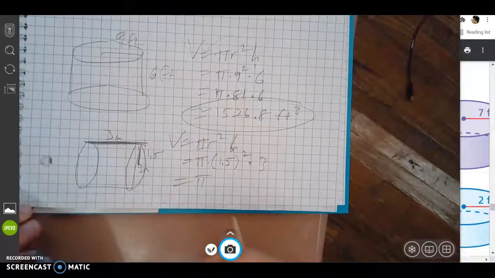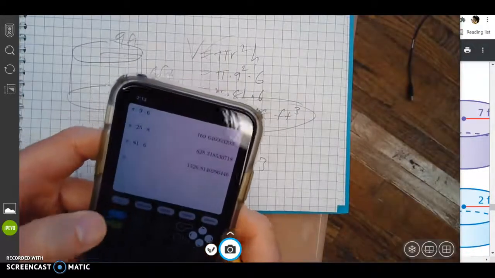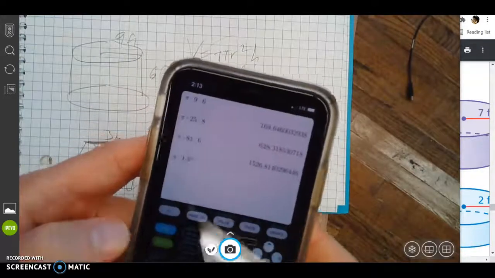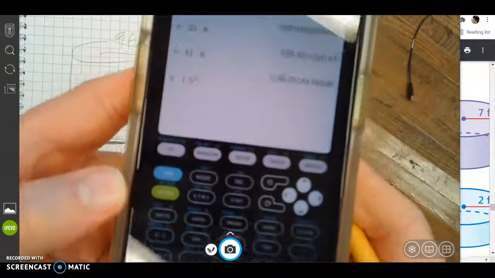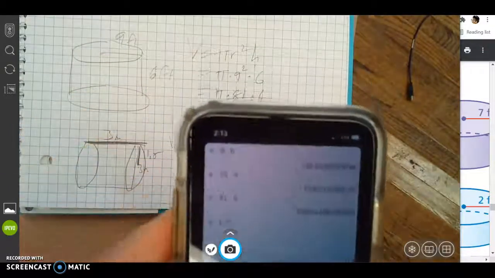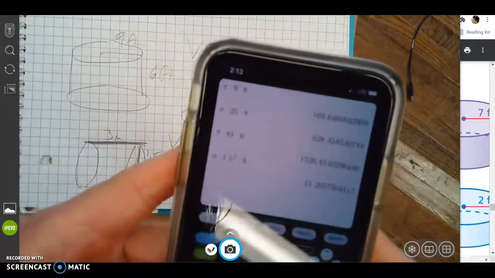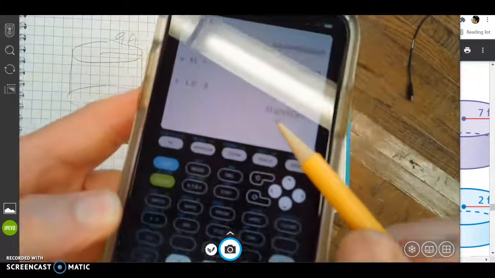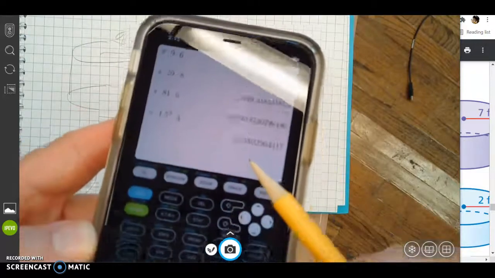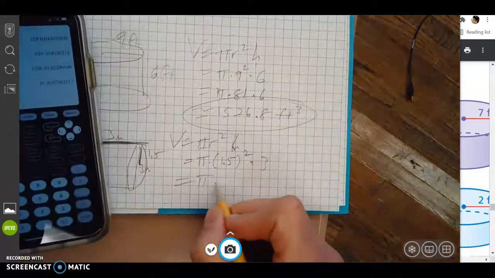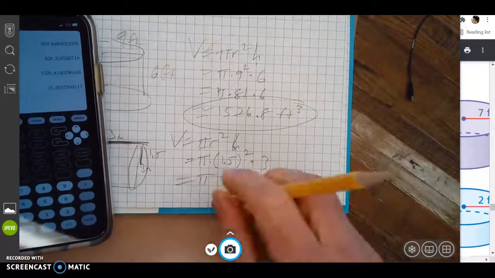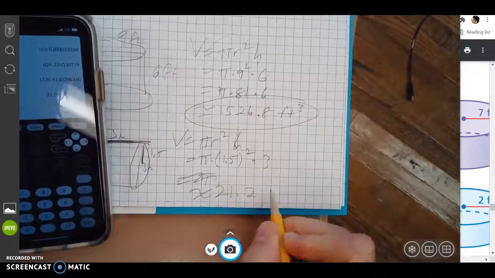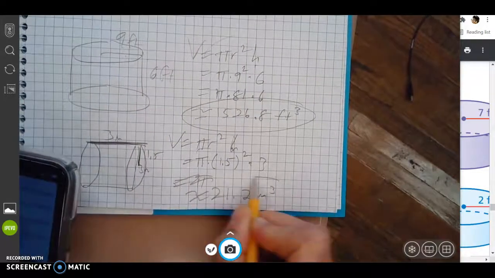So it's pi times, let's just do the whole thing here. Pi times 1.5 squared. Or you can do 1.5 times 1.5, if you want, times 3 is about 21.2. Yeah, okay. Is about 21.2 meters cubed. There you go.